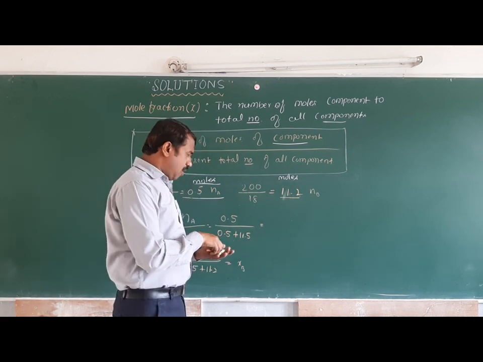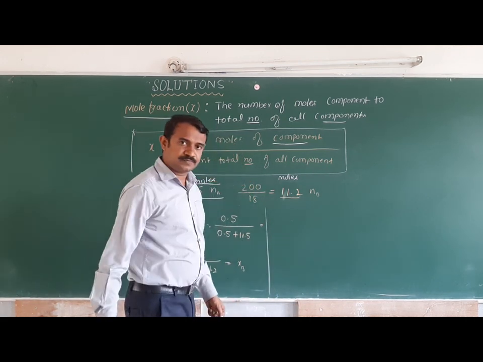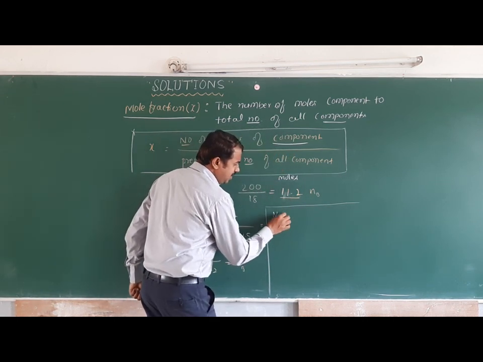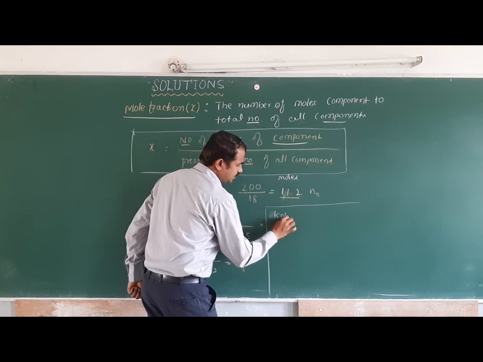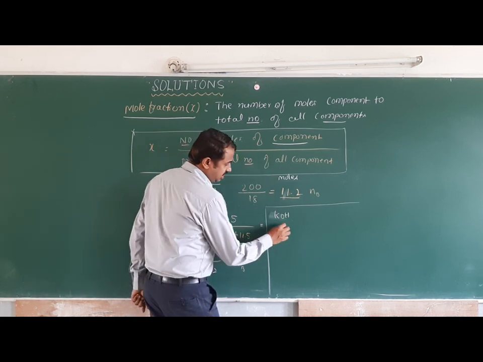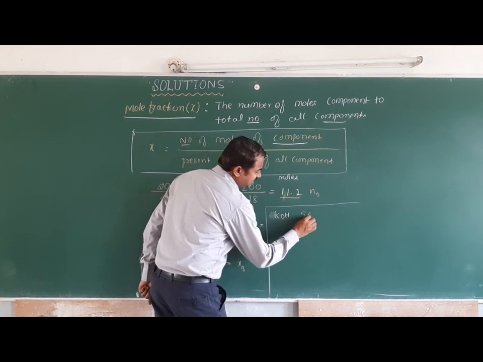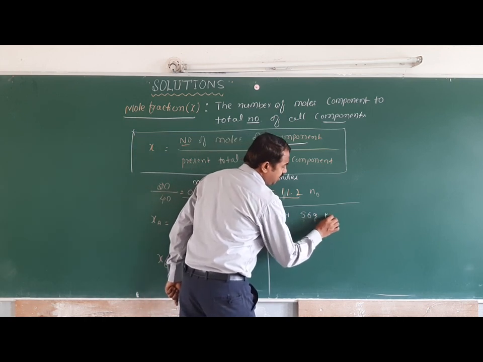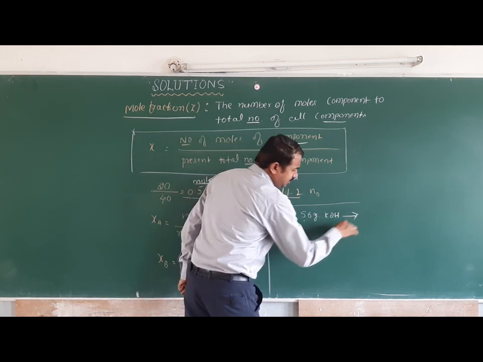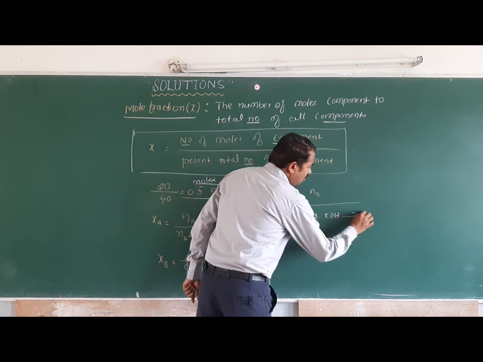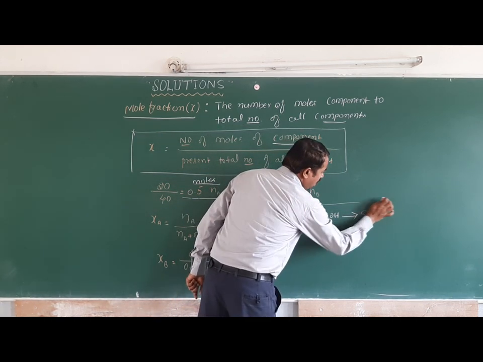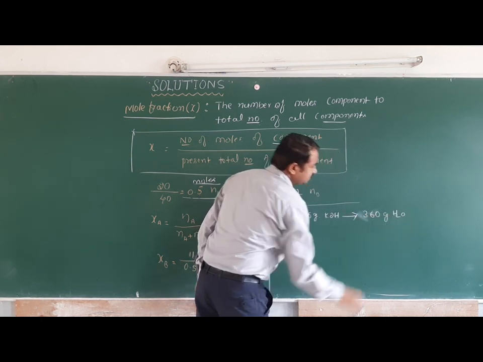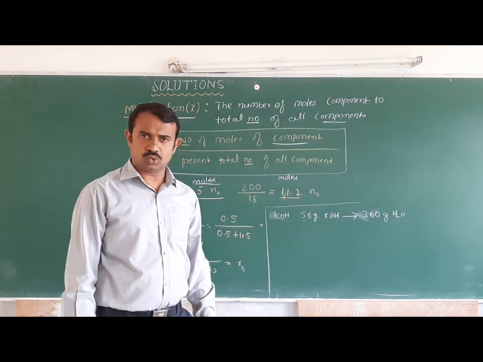I will go for another problem. Suppose here sodium chloride or sodium hydroxide or potassium hydroxide. I will take the potassium hydroxide. 56 gram of potassium hydroxide dissolved in 360 gram of water. Calculate the mole fraction.